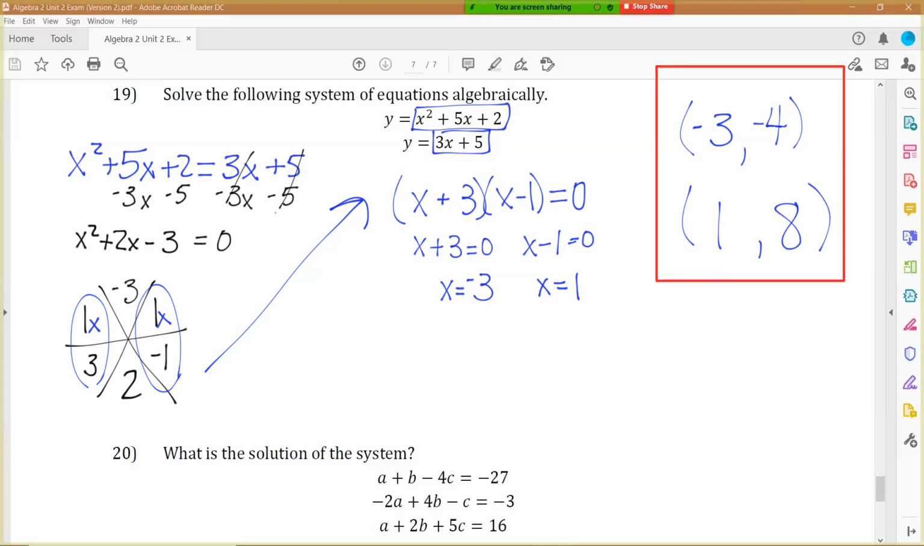Again, normally I have students who get to here to find the x values and then they forget to plug them back in to find the y's. So we're finding the points of intersection of these two lines if we were to graph them, which we don't even do. So -3, -4, and 1, 8. Questions on this one?